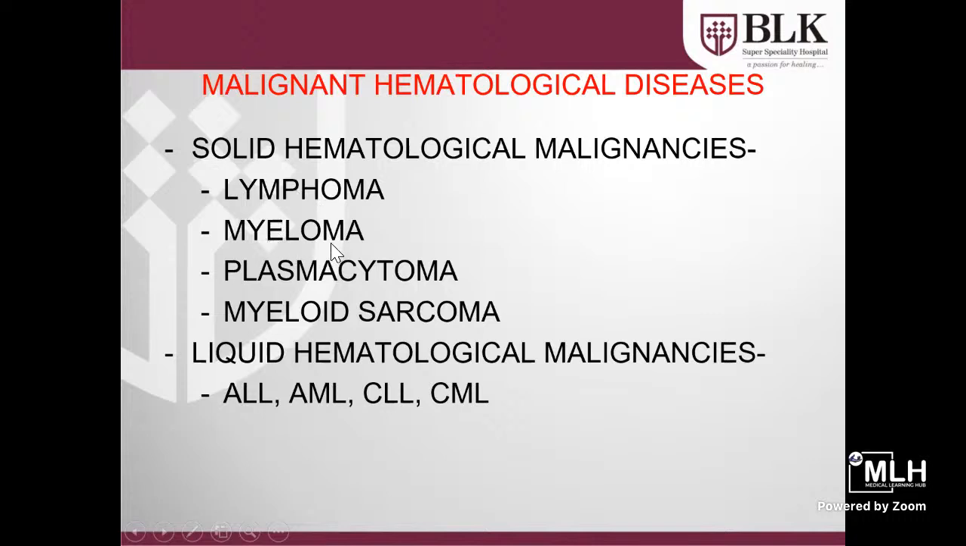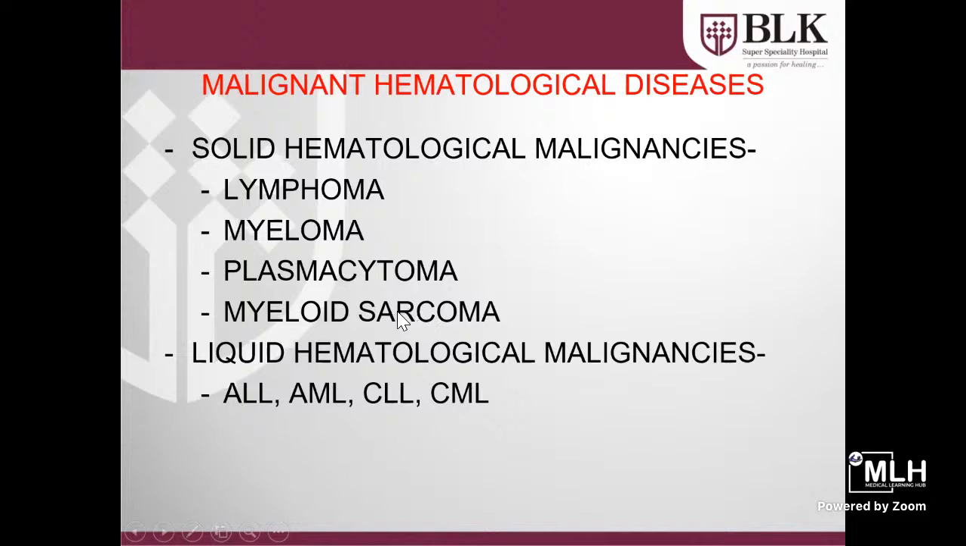Another cancer is myeloma. Here the cancerous cells are the plasma cells, which are the end stage production of B cells, one of the lymphocytes of our hematopoietic system. When they become malignant, they destroy our bones and kidneys, and it is a fatal disease. Myeloma is not exactly solid, but it can produce plasmacytomas or solid counterparts. Then comes myeloid sarcoma.